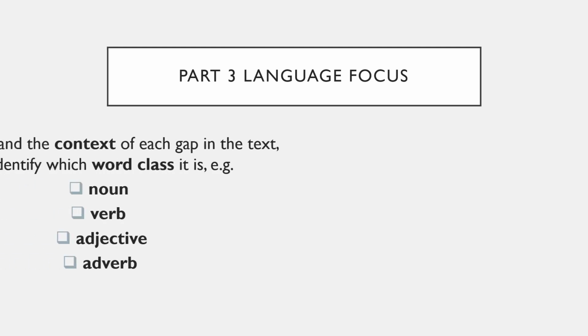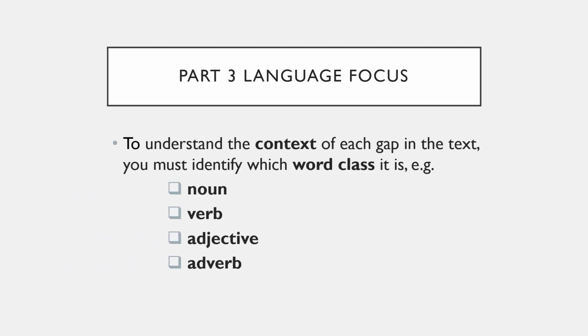One of the first tasks you face when you're doing Part 3 is that you need to work out what part of speech the missing word is. When I say part of speech, I mean word classes, such as nouns, verbs, adjectives, and adverbs.